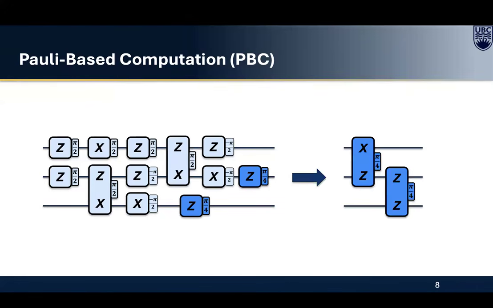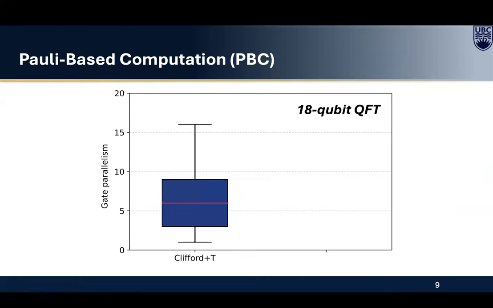But the effect of this is that they're going to transform those originally single-qubit non-Clifford rotations, because originally we only have T gates, and those T gates are just single-qubit gates. Originally, those are all single-qubit non-Clifford rotations. Now, some of them become multi-qubit non-Clifford rotations. This could affect the overall gate parallelism in your circuit. So if we measure that again with the same 18-qubit QFT circuit, if you just represent your circuit in the original Clifford plus T form, then on average you have roughly 6 gates you can execute in parallel.